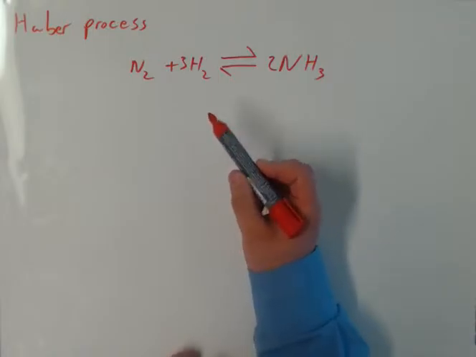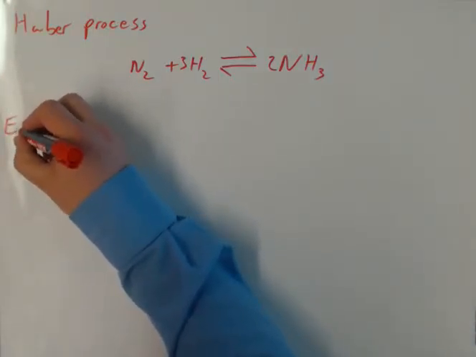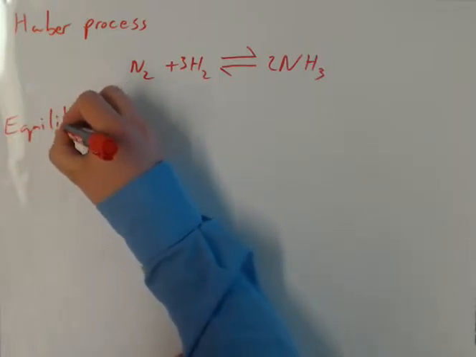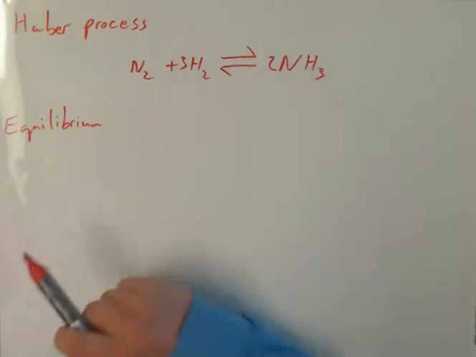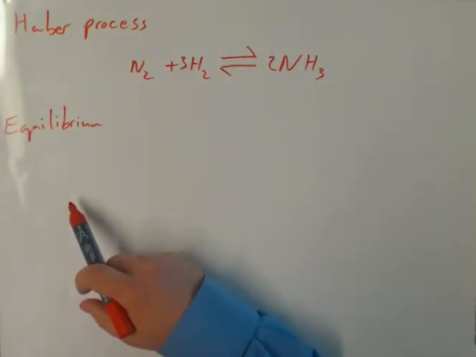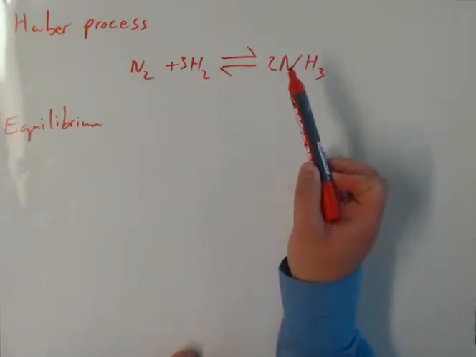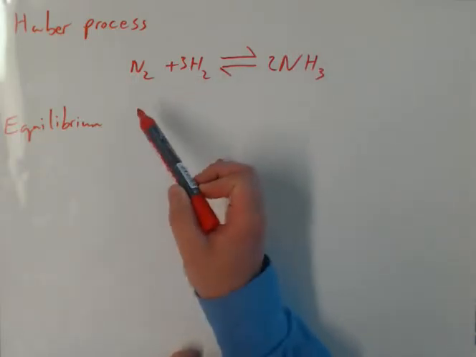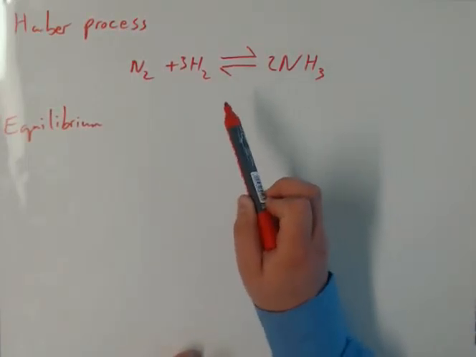Now, I said we were talking about equilibria. And at equilibrium, the equilibrium point is where these two reactions cancel each other out. So we're making ammonia at the same rate as we're breaking it up. It's not that either reaction has stopped, they're still going on.